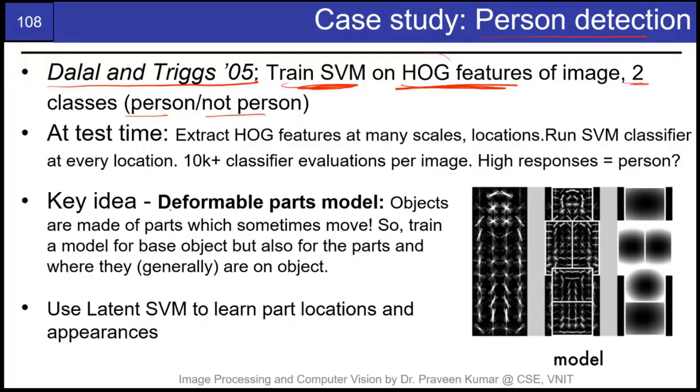Also there was some deformable part idea to it, because unlike a face, when we are detecting the entire person, the hands, legs, and all those parts are quite deformable. So they had to take all those things into account. Apart from just the base model, they used models for the different parts of the body and trained on all of them, using some kind of latent SVM.